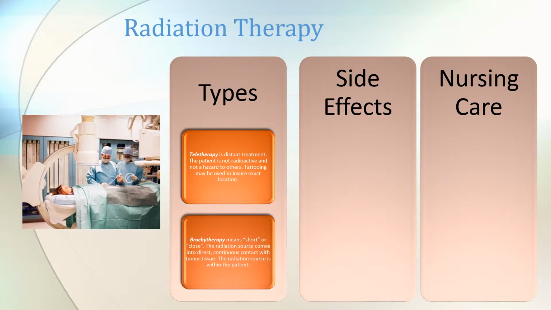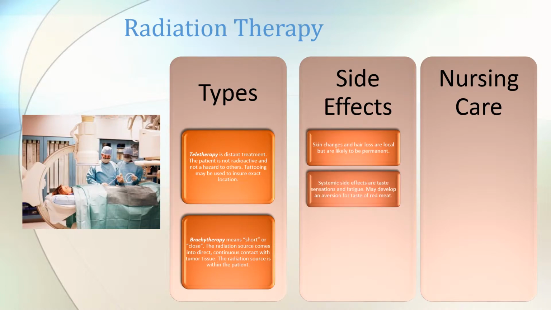Brachytherapy means short or close. The radiation source comes into direct continuous contact with tumor tissue. The radiation source is within the patient. Side effects can include skin changes and hair loss. They're local but are likely to be permanent. Some systemic side effects are taste sensations and fatigue, and the patient may develop an aversion for taste of red meat. There may need to be a change in lifestyle.